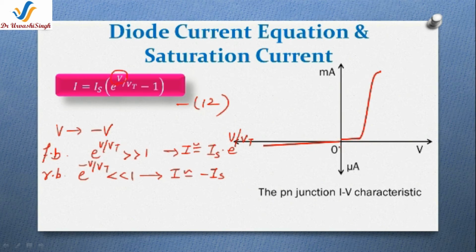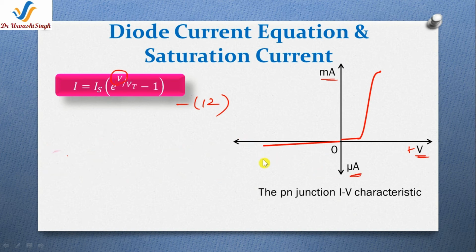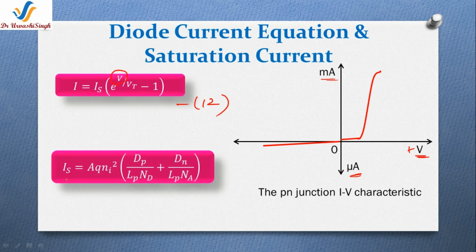Here you can see that at positive V, the current is increasing exponentially. It is in milliampere, while in reverse biasing, this current is very small and it is in the microampere range. So the reverse saturation current is a very important factor. Here you can see that this saturation current depends directly on the area of the junction and the intrinsic carrier concentration, so the temperature, the diffusion length, and the acceptor and donor concentration also.